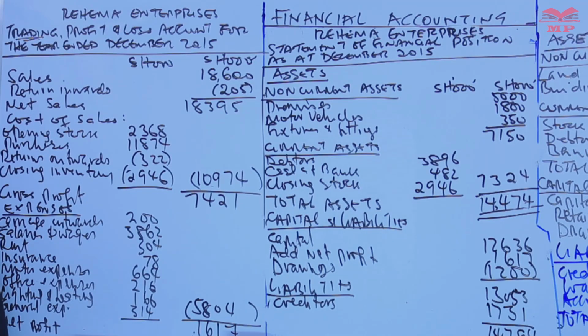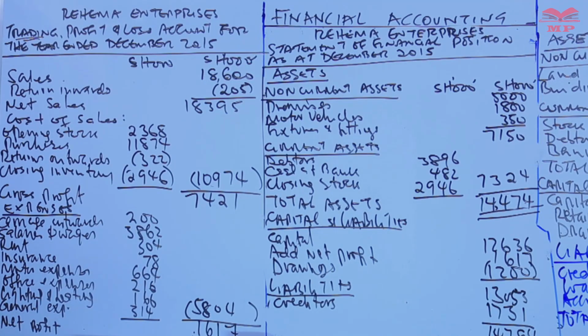How about total assets? What is the total assets? Carriage inwards. And that is the carriage inwards. Did we account for carriage inwards?